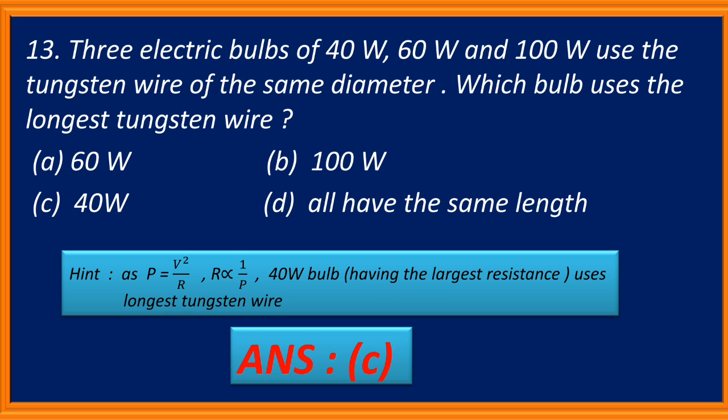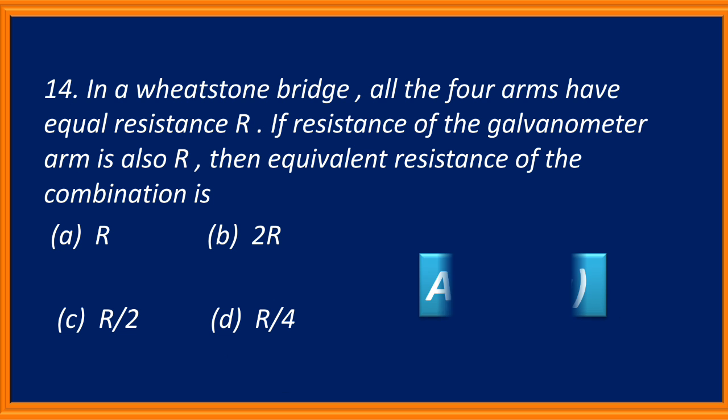As we know that P, that is power, equal to V square by R, and R varies as 1 by P because V is constant. So 40 watt bulb having largest resistance uses longest tungsten wire. So the correct answer is C, 40 watt.